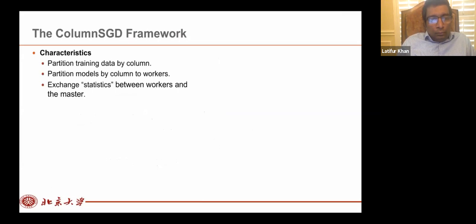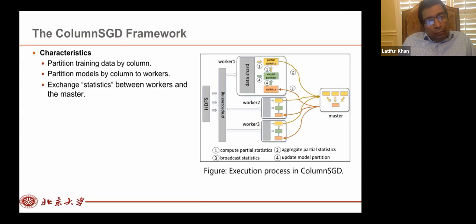Based on this partition strategy, we design a column-oriented execution plan for SGD. When doing distributed SGD, we avoid sending gradients or models between workers and the master. Rather, we exchange some statistics, as shown in the right figure.